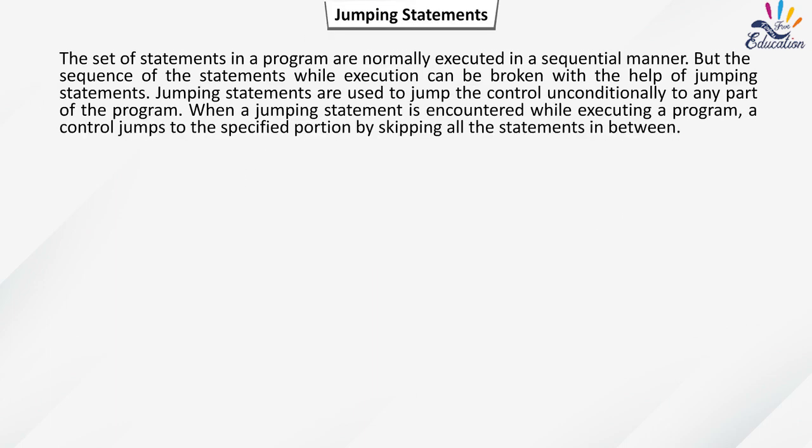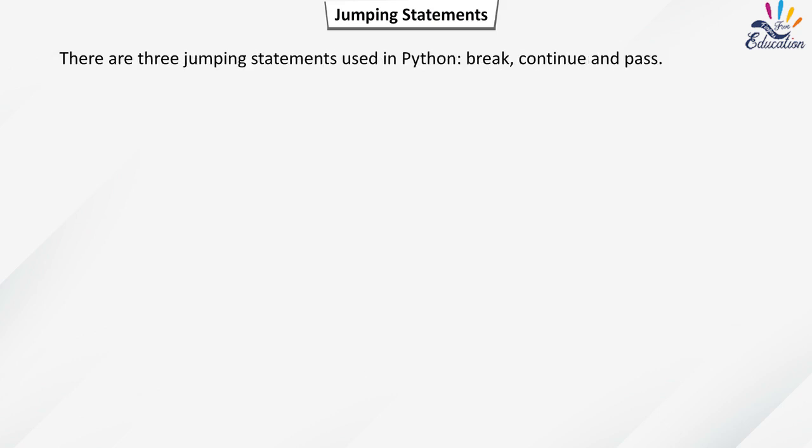Jumping statements. The set of statements in a program are normally executed in a sequential manner, but the sequence of the statements while execution can be broken with the help of jumping statements. Jumping statements are used to jump the control unconditionally to any part of the program. When a jumping statement is encountered while executing a program, a control jumps to the specified portion by skipping all the statements in between. There are 3 jumping statements used in Python: break, continue, and pass.